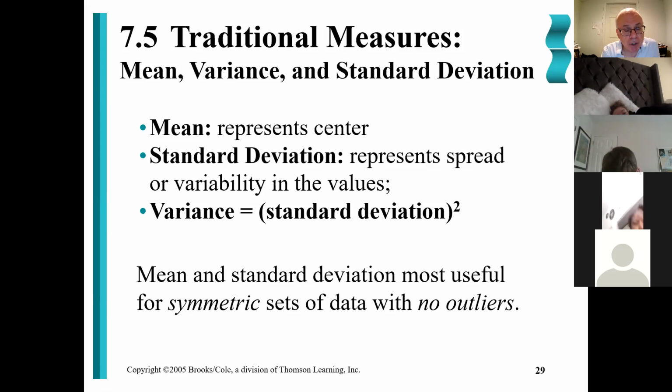The mean, of course, is the average, representing the center, just like the median does. The standard deviation represents the spread or variability in the values, and the variance, this is important to know, is the square of the standard deviation. All right. Typically, we use the mean and standard deviation if the data set is somewhat symmetric and there are no outliers, but to be honest with you, in real life, nobody does this. Everybody uses the mean and standard deviation for all data sets, but they shouldn't. They should use the median and the interquartile range if the data set is skewed left or right.